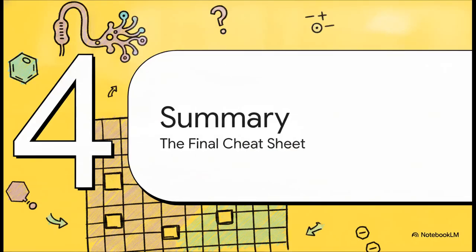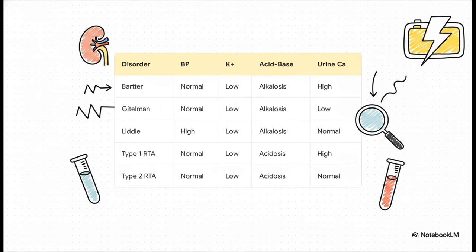All right, you made it to the end of the gauntlet. Time for the final cheat sheet. Get your cameras ready, folks. You're going to want to take a screenshot of this rapid-fire visual summary table. It perfectly compares the crucial friction points across all 5 of the complex disorders we just conquered in this explainer. Notice how blood pressure separates Liddle from Bartter and Gitelman. Notice how acid-base splits the RTAs from the rest of the pack. And look at how urine calcium is the ultimate deciding factor between Bartter and Gitelman. This table right here is your master key for unlocking renal tubulopathies on the fly.